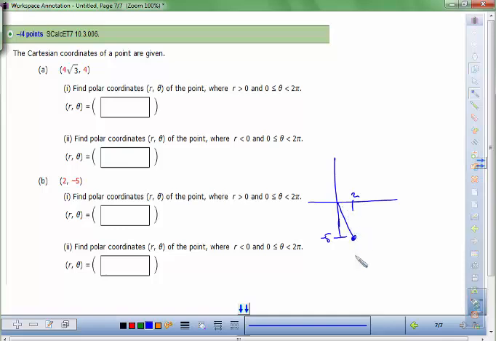And so we want r and theta, and I think r is just going to be the distance from the origin to that point. So r is going to be the square root of 2 squared plus (-5) squared, which is 29, root 29. And then now they want theta.